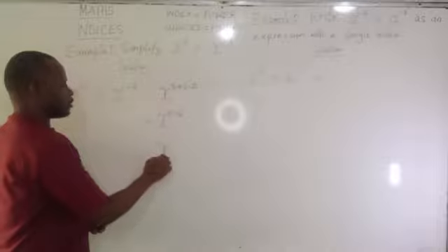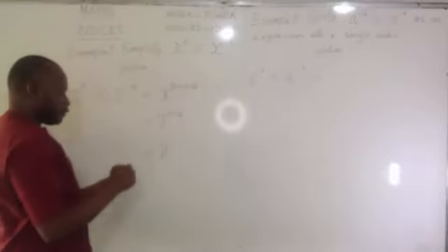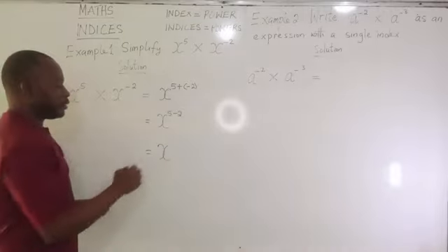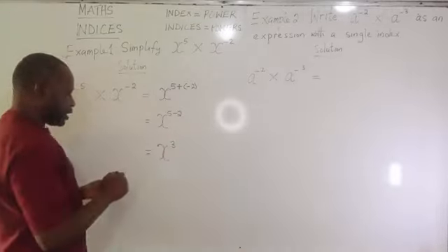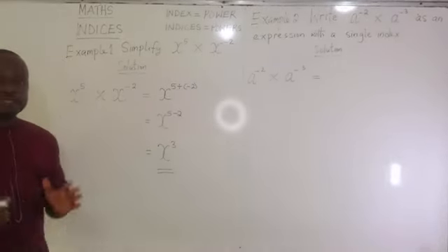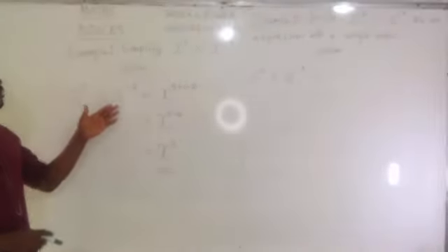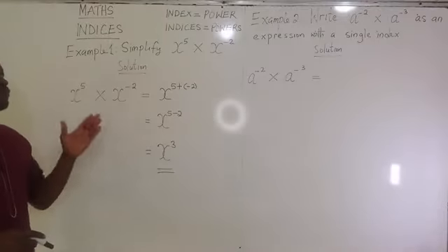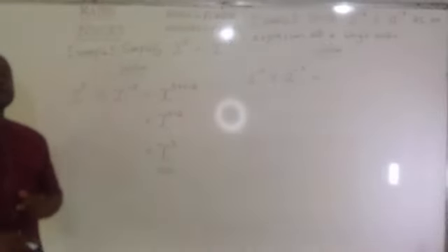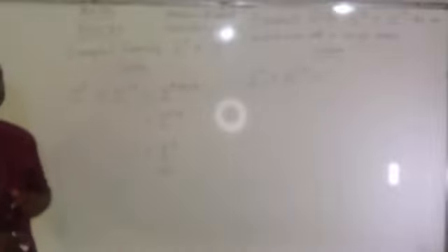Then we continue. Equals x raised to the power 5 take away 2 equals what? 3. So that becomes our final answer. X raised to the power 3. That is the final answer for this problem here on the board that says simplify x raised to the power 5 multiplied by x raised to the power minus 2. Do you understand? Can we try problem 2, which is example 2?